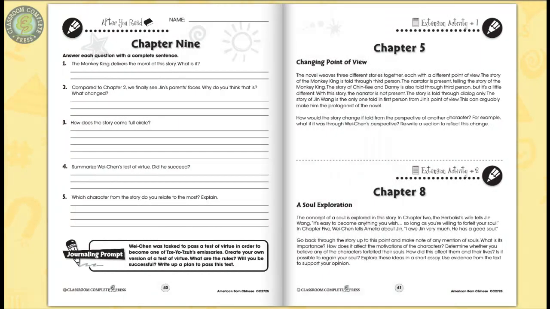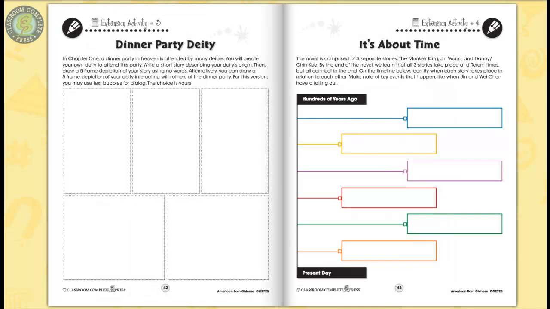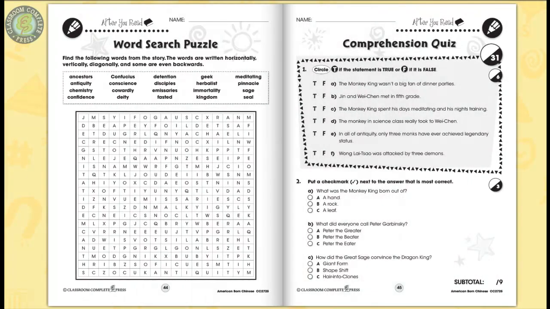4 additional extension activities follow. Supplement an existing unit with in-depth writing tasks, such as creating a timeline of events taking place in the story to see how they are connected. A word search puzzle and comprehension quiz ends the unit.